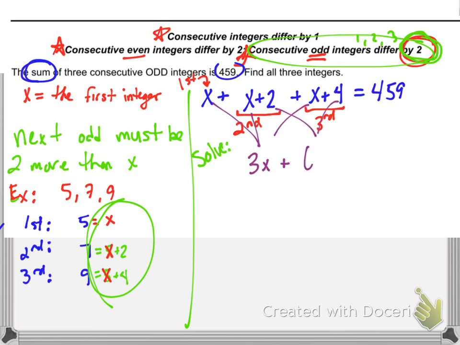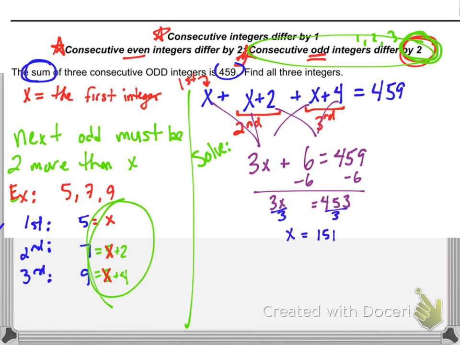So we're going to combine like terms. Subtract the 6 on both sides. Dividing by 3 gives us x is 151. Since that was the first integer, it's 151, 153, and 155 are the 3 consecutive odd integers. And it asked us to find all 3.